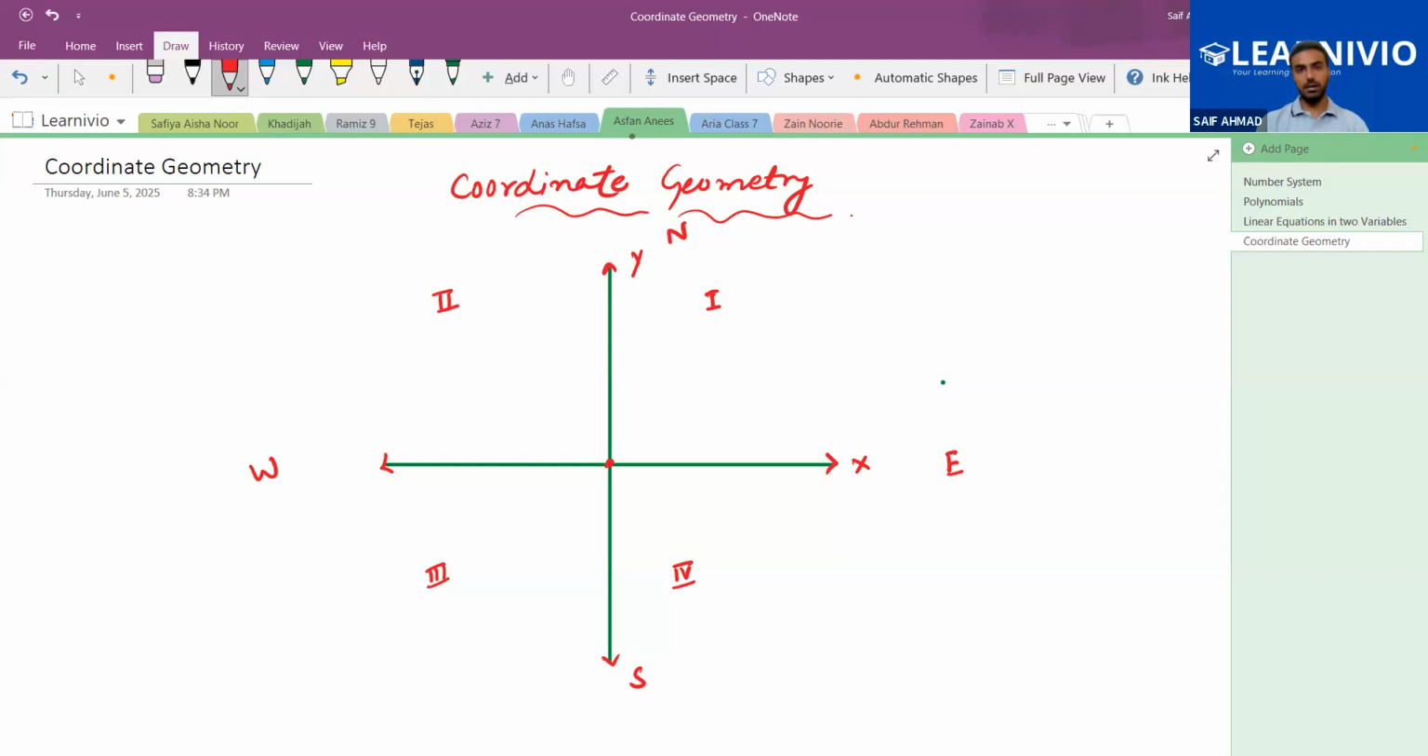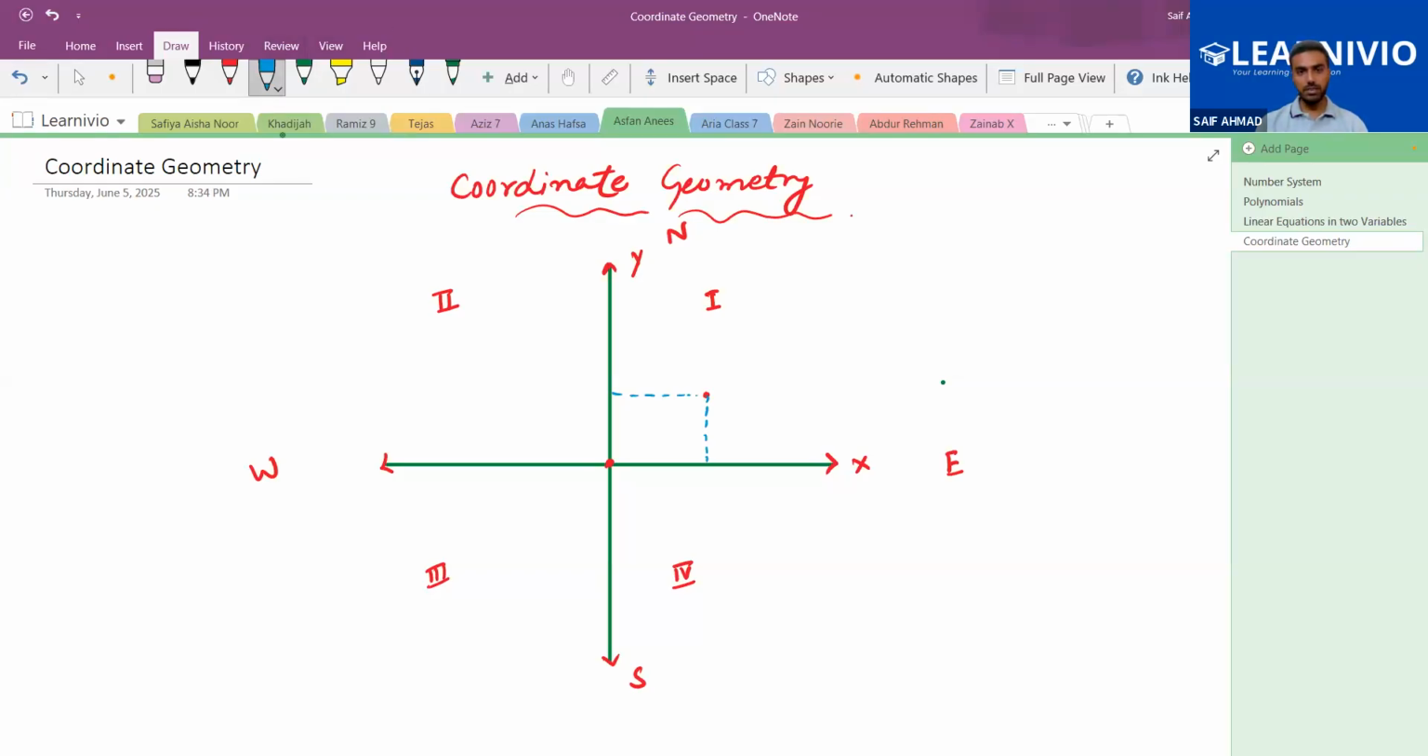For example, I have to give the location of this table lamp to someone. How will I explain to someone where the table lamp is situated? I make a perpendicular to the x-axis and another to the y-axis from this lamp.